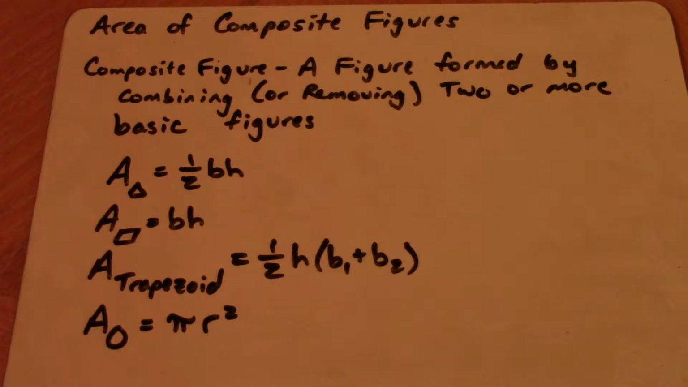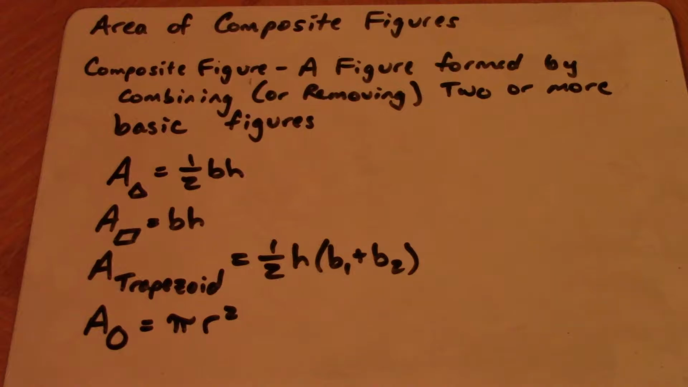Now what we're going to be doing in this section is we're going to be using these equations to find the area of composite figures. Those would be figures formed by combining or potentially removing two or more basic figures. So we're just going to dive right in and go straight to examples because, again, this is a lesson that we should already know how to do from junior high math.